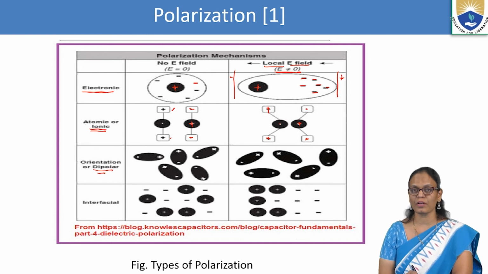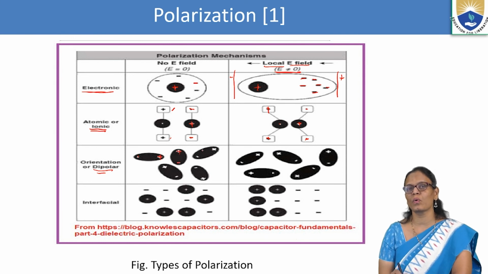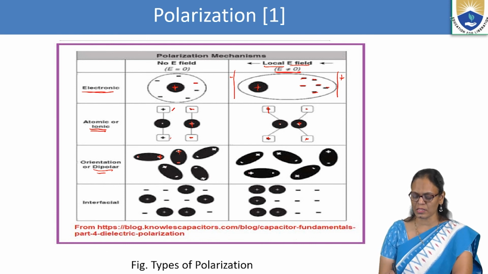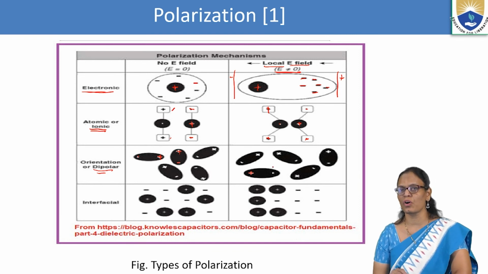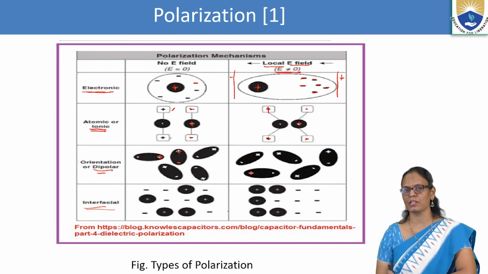Then comes the orientation or dipolar. In dipolar, we are taking a polar dielectric where there are always dipoles, but these dipoles are oriented in random directions, so the net dipole moment will be 0. And on applying the electric field, what happens? The positive ends will be oriented in the direction of the field, towards the negative plate, and the negative ends towards the positive. And then you have interfacial or space charge polarization, which is very small and we are neglecting it.